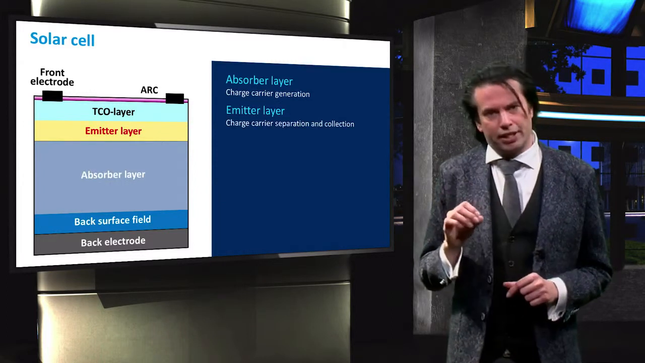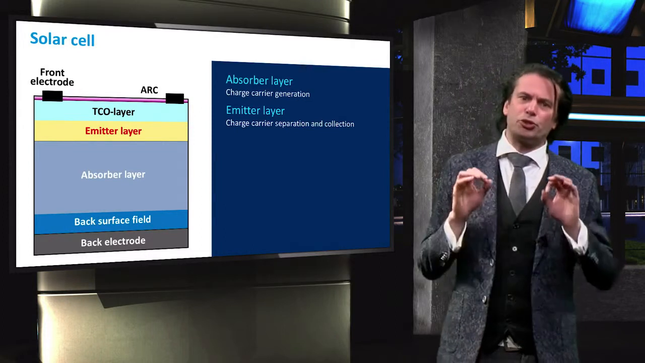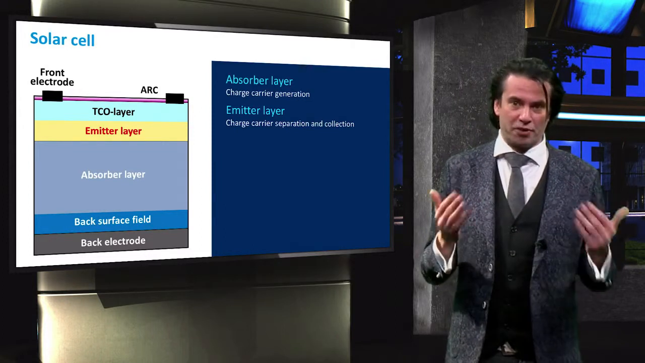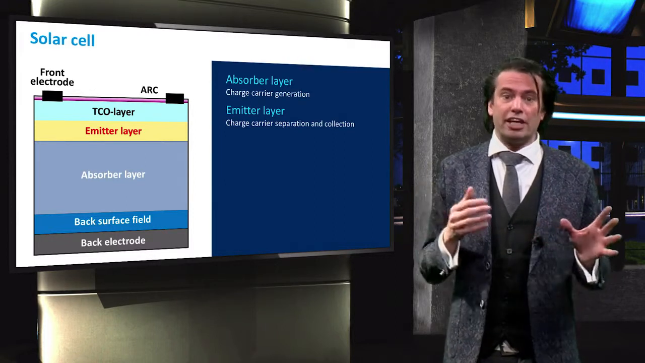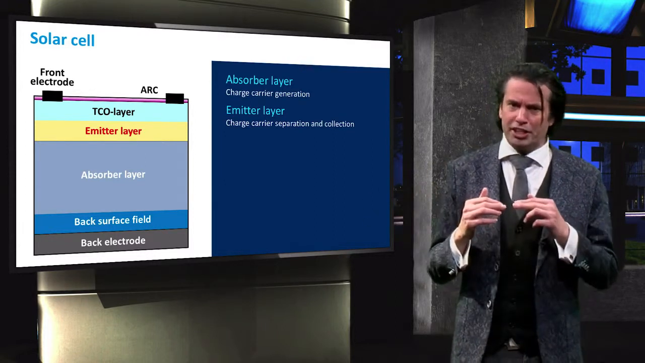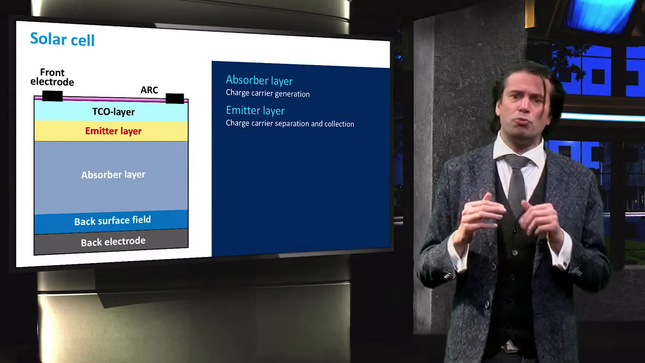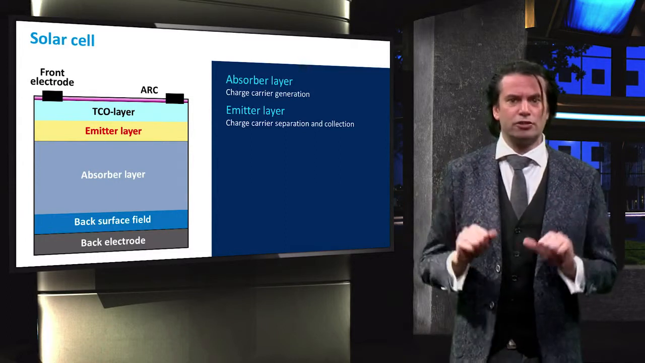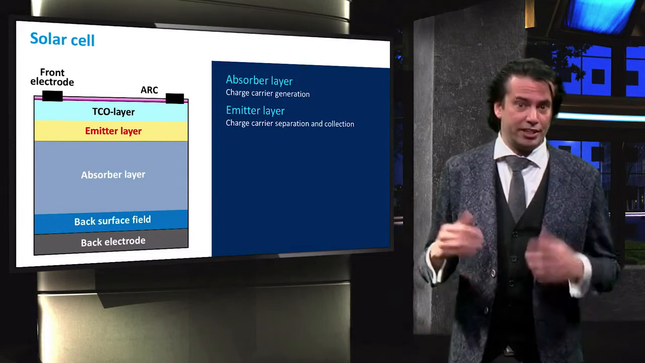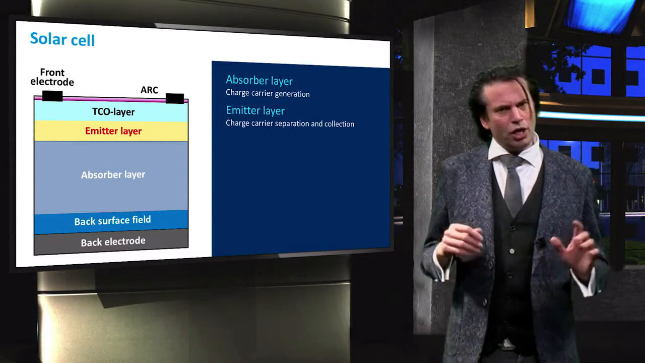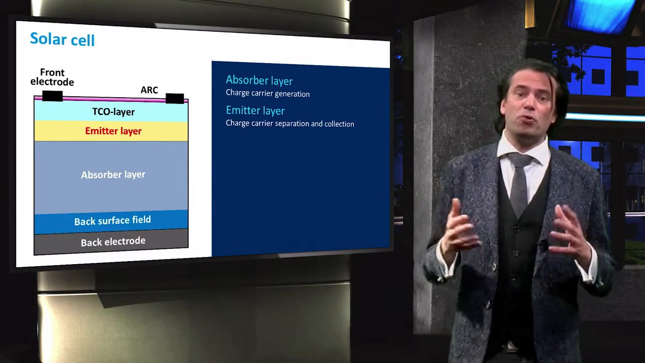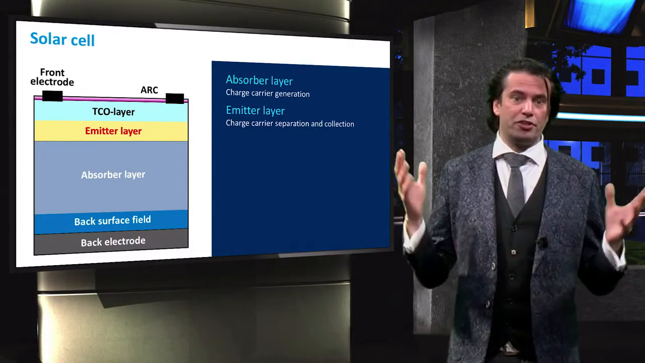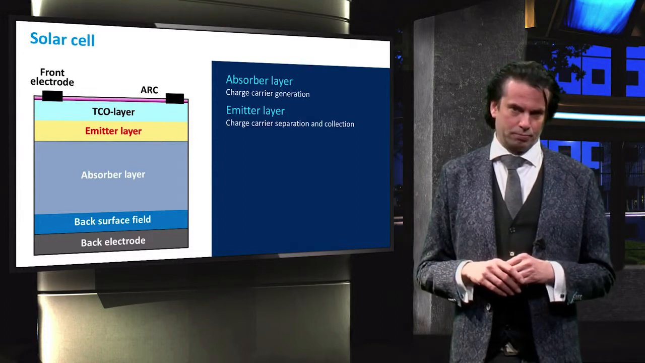Next is the emitter layer. The emitter layer is crucial for charge carrier separation and collection. The emitter layer functions as a selective membrane that allows minority charge carriers, in this case electrons, to move through but resists the movement of majority carriers, in this case holes. Without the emitter layer, generated charge carriers would simply move around in the absorber layer until they recombine.